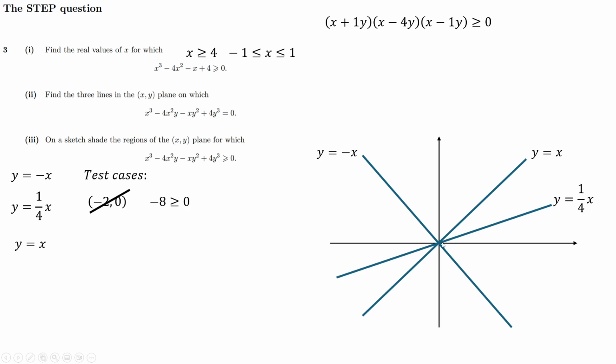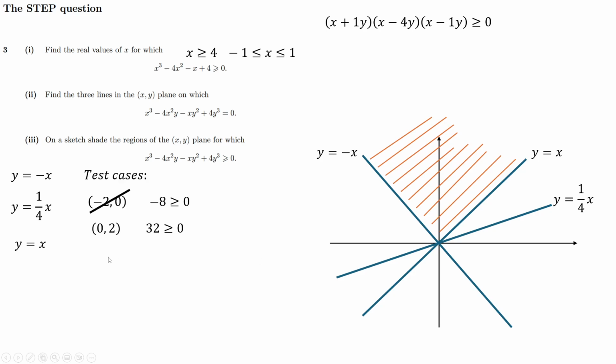Let's try maybe 0, 2, so somewhere in this region up here, right? We'll plug in x equals 0, y equals 2. This goes away, this goes away, this goes away. You'll have 2 cubed, which is 8. 8 times 4 is 32. 32 is greater than or equal to 0. That's fine, that makes sense, which means that we are in this region, so we can shade that part in.